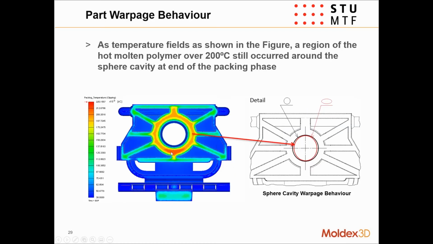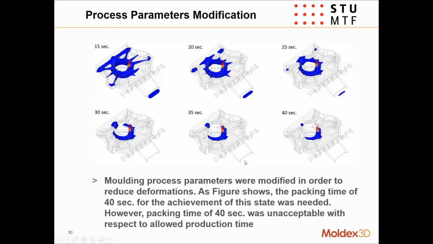All right, so process parameter modification. The first thing that they tried was to increase the amount of packing time. They started with 15 seconds, which gave them a packing melt core distribution, melt core just being the amount of material above the freeze temperature.